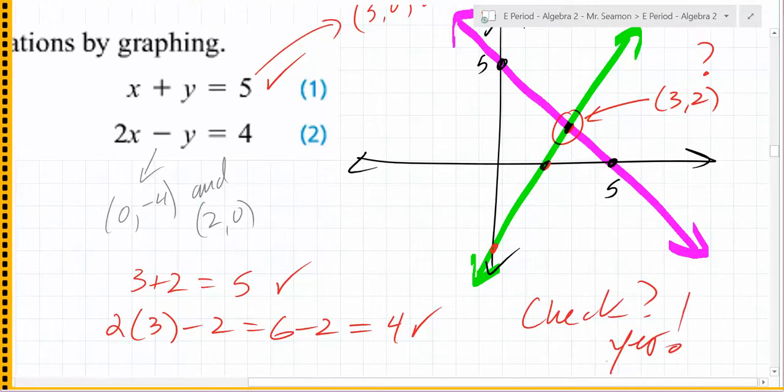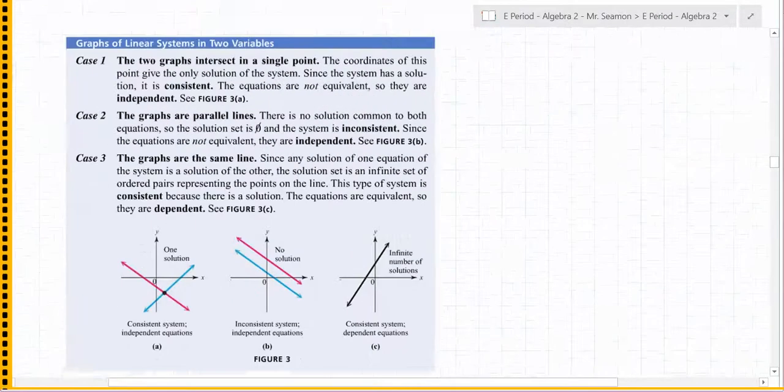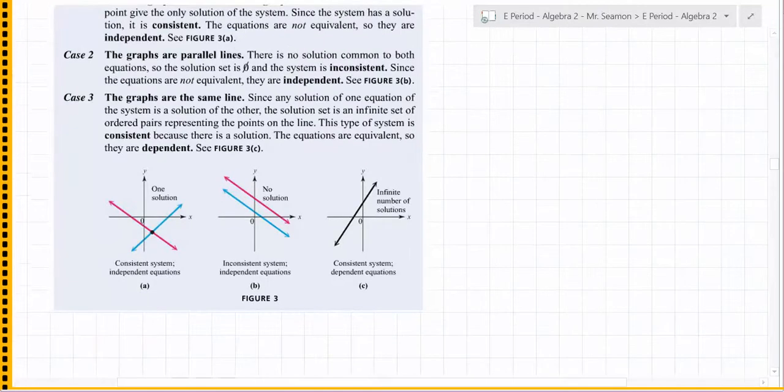Yes. So where does it actually intersect? 3, 2. But what did we notice about graphing? Is it exact? No, it's not exact. So there are other methods.